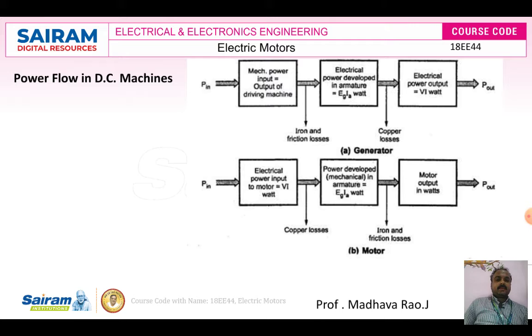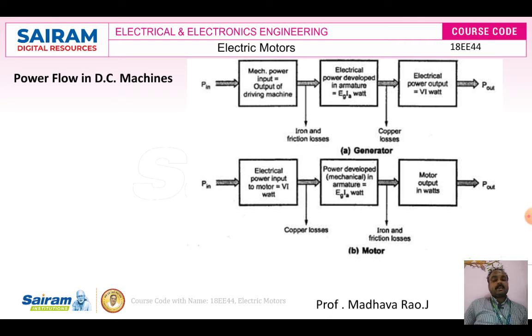So a DC generator delivers power to the external circuit, but a DC motor requires a supply to the circuit. So supply we will get from the external circuit. A DC generator converts mechanical energy into electrical energy, but a DC motor converts electrical energy into mechanical energy.